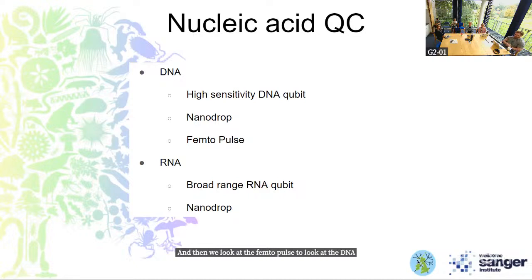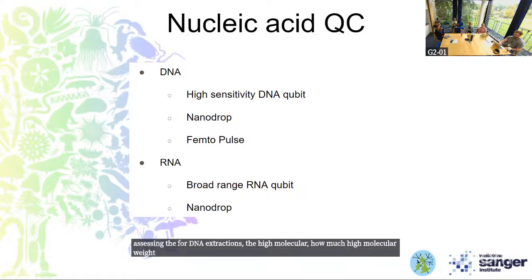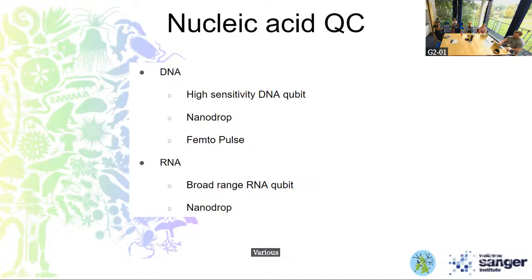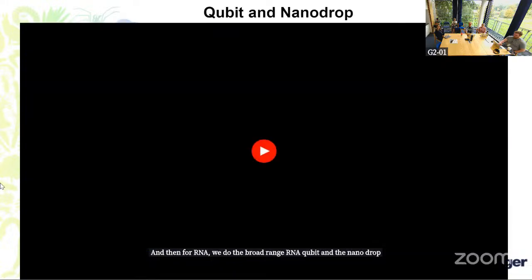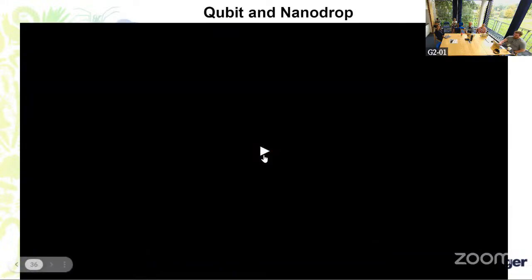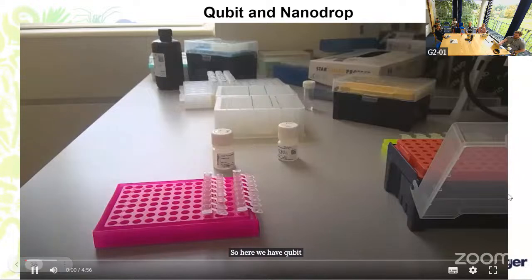So that's assessing, for DNA extractions, how much high molecular weight DNA we have in our extraction, and then for the fragmented DNA, to see that it sits within the various fragment lengths for PacBio HiFi and PacBio ULI. And then for RNA, we do the broad range RNA Qubit and the NanoDrop. So here we have the Qubit and the NanoDrop.